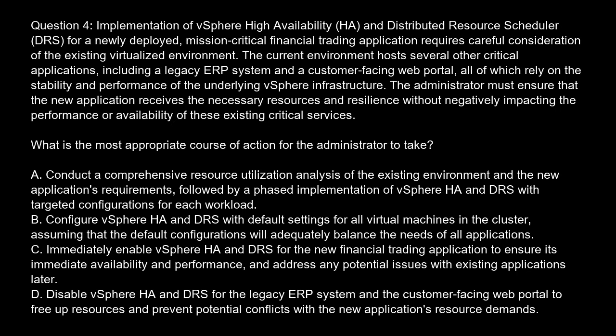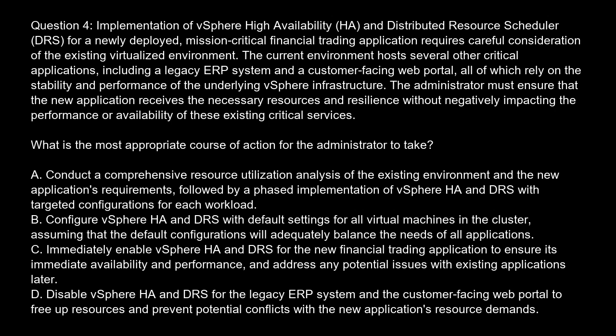Question 4. Implementation of vSphere High Availability (HA) and Distributed Resource Scheduler (DRS) for a newly deployed mission-critical financial trading application requires careful consideration of the existing virtualized environment. The current environment hosts several other critical applications, including a legacy ERP system and a customer-facing web portal, all of which rely on the stability and performance of the underlying vSphere infrastructure. The administrator must ensure that the new application receives the necessary resources and resilience without negatively impacting the performance or availability of these existing critical services. What is the most appropriate course of action for the administrator to take?